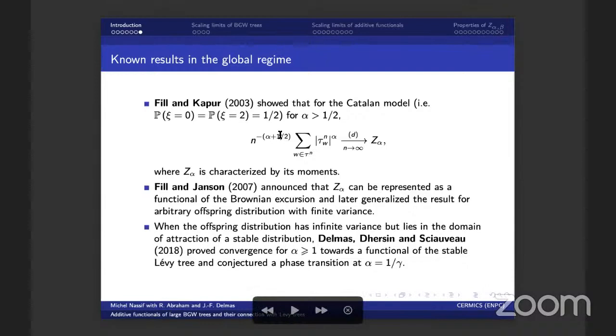So for this specific offspring distribution, they showed that there's a scaling limit of this quantity with a normalizing factor here for alpha greater than 1/2, towards some random variable Z alpha, which is characterized by its moments. And then they showed that there's a phase transition happening at alpha equals 1/2. So we get a different kind of regime if alpha is less than 1/2.